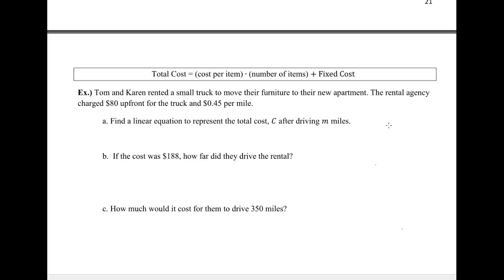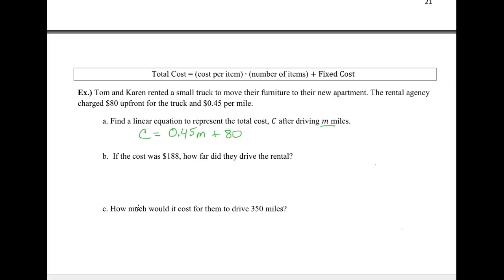So on this example, we are going to have C for our total cost, and we have to pay per mile. So the cost per mile is 45 cents times the number of miles, and they want us to use M for miles, plus that fixed cost. I have to pay $80 no matter what. And there's my equation.